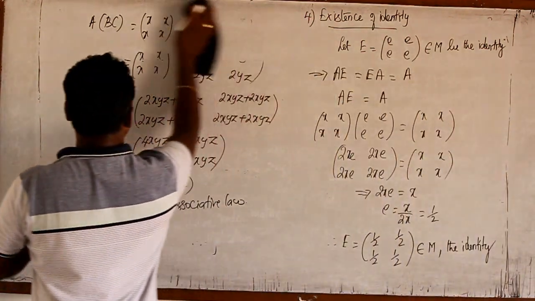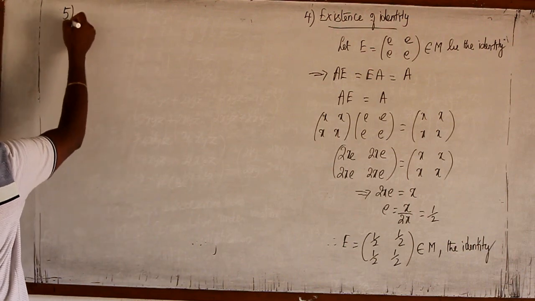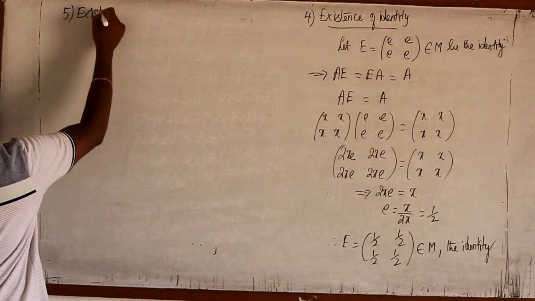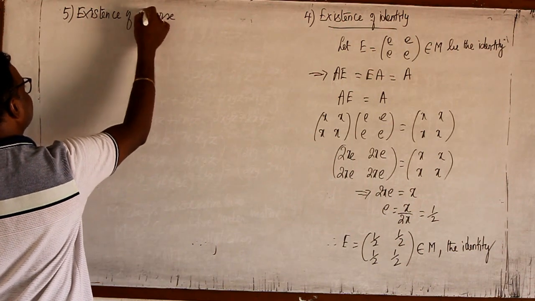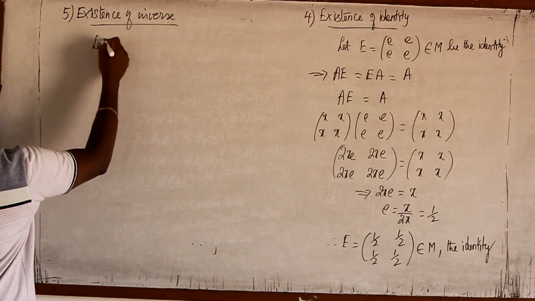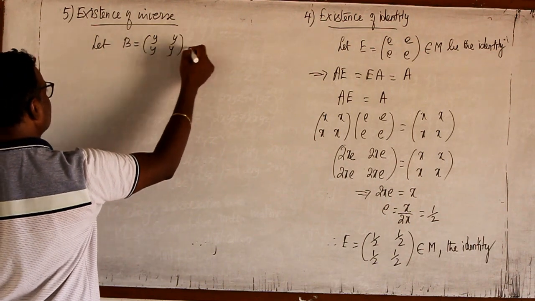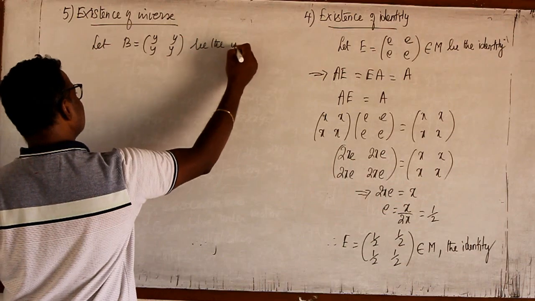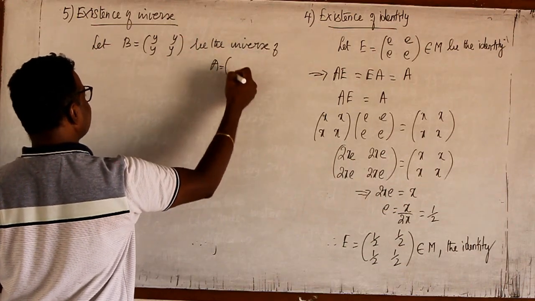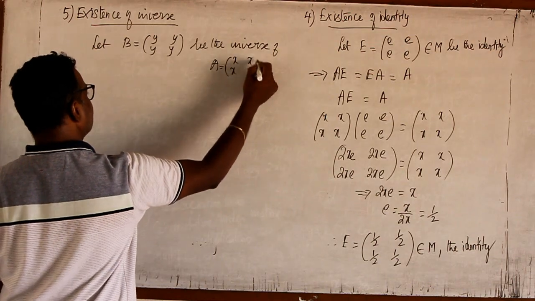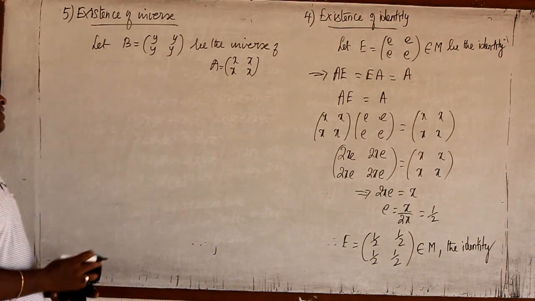Now we shall go for the fifth one, existence of inverse. Let B equal to yy be the inverse of A. What is A? xx, xx. That means I am taking the matrix yy to be the inverse of xx, xx.